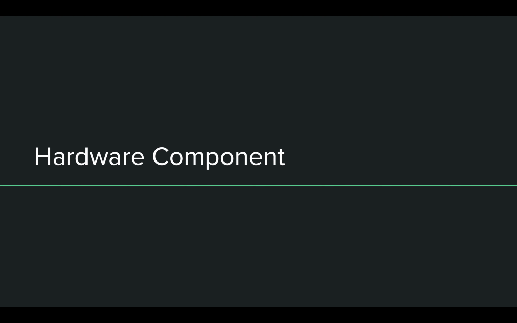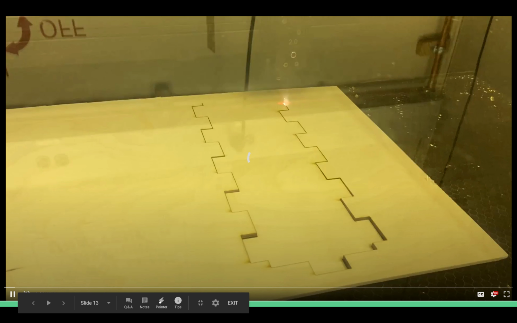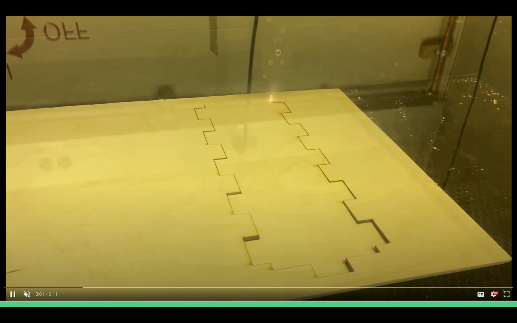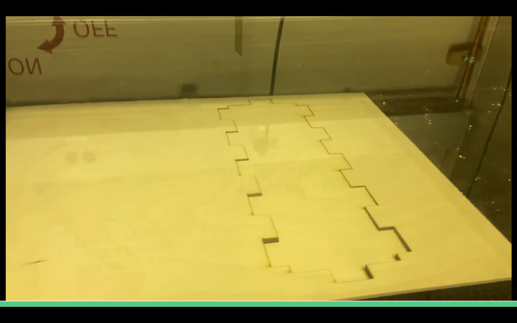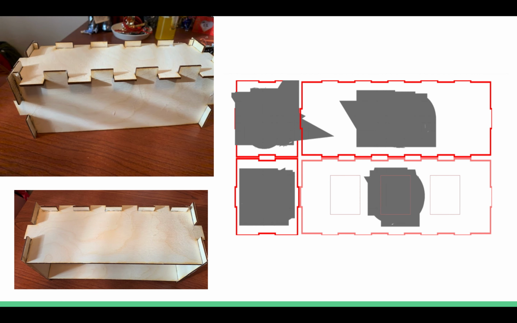The hardware component starts with a box. We decided to use RU Makerspace to laser cut art pieces. Here is a clip of our box being cut out. Here are some snapshots of our Braille box and the template used for the laser cutter.